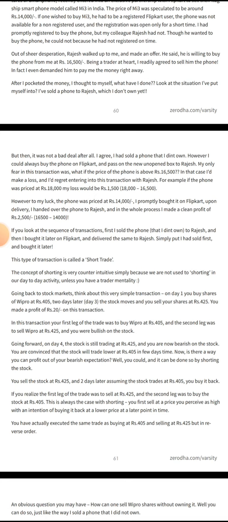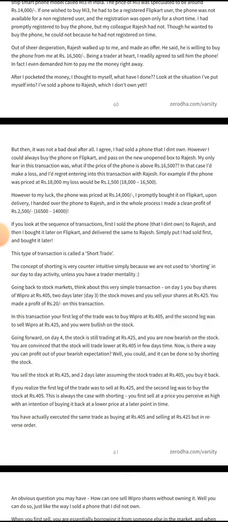This is always the case with shorting. You first sell at a price you perceive as high with an intention of buying it back at a lower price at a later point in time. You have actually executed the same trade as buying at rupees 405 and selling at rupees 425, but in reverse order.